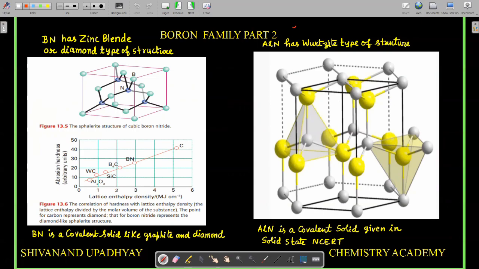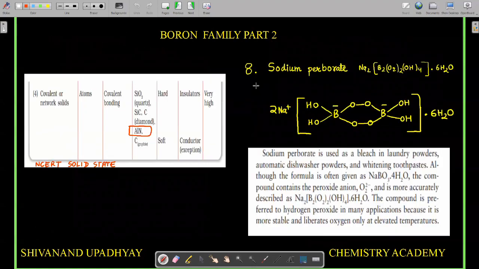So I think that this point is very important with respect to IIT JEE. The next compound is sodium perborate. The formula is Na2[B2(O2)2(OH)4]·6H2O. It has 6 waters of crystallization, and you can see the structure. There are 2 tetrahedral units. There are no triangular units, right? And this is perborate. This peroxide bond is there.